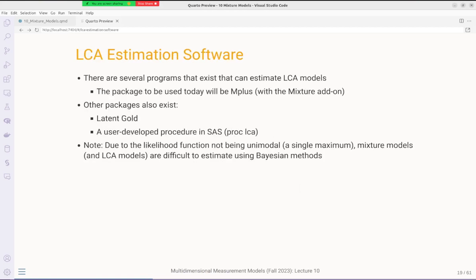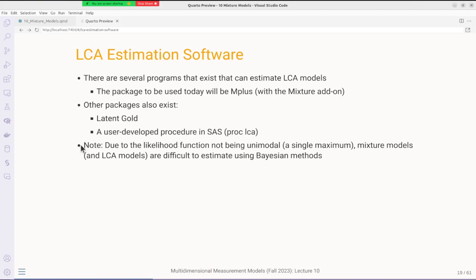So where do we estimate this stuff from? I'm going to use exclusively Mplus, and I'd recommend that you do also. There are R packages. There's a SAS Proc LCA. There's Latent Gold. But Mplus is what I will use, and since we all have access to it with Apptainer on Argon, although not today, hopefully tomorrow, we'll use Mplus for everything that we do.